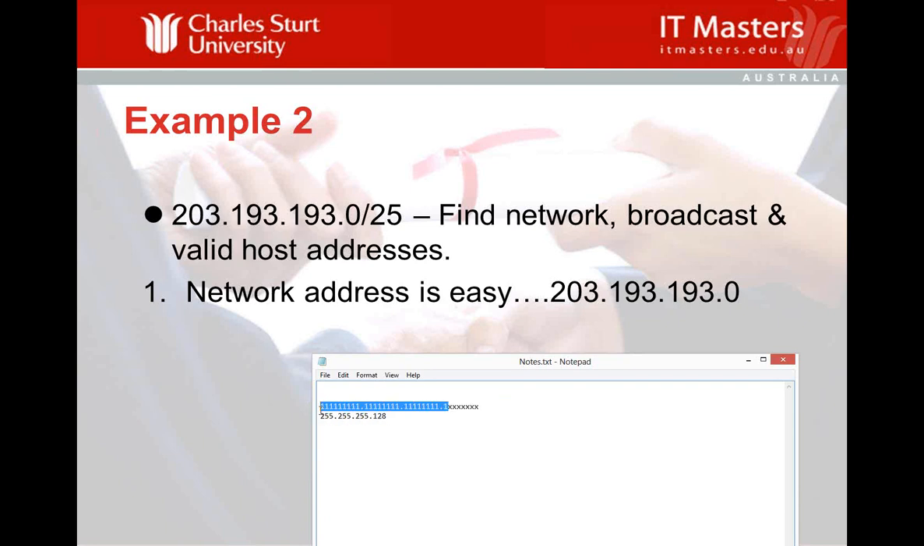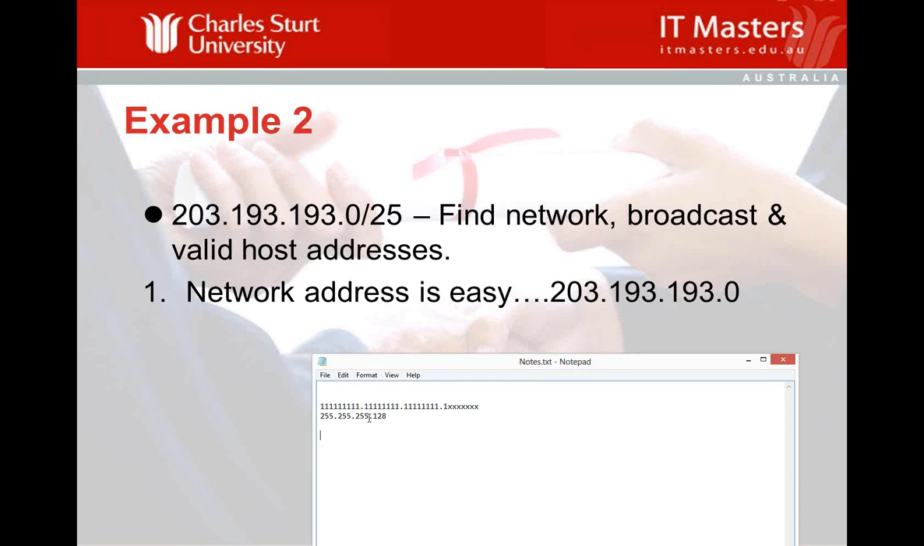Okay, so we've got 25 bits. This one here is 128. Therefore, if that bit is used for the subnet mask, and we've only got 7 bits to use for our hosts, then this means one of two things. And I'll give you a trick here, a quick trick for working out how your subnets increment.